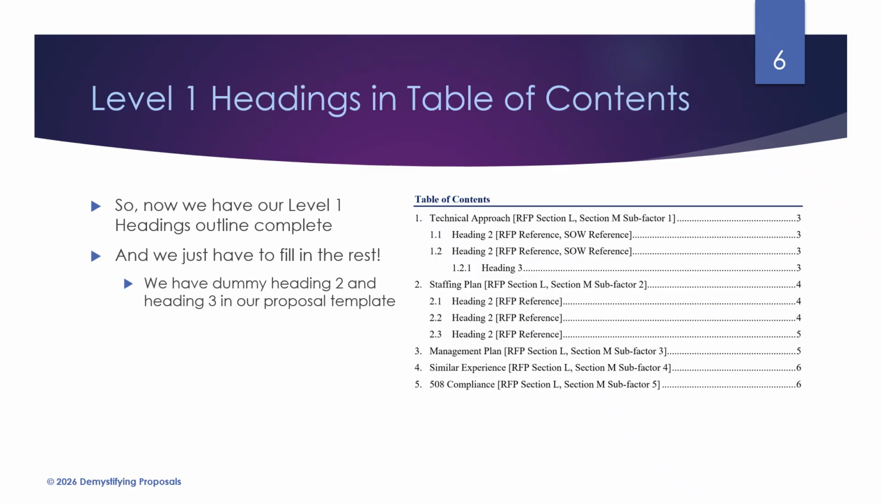So in this screenshot, you can see the 5 level 1 headings: technical approach, staffing plan, management plan, similar experience, 508 compliance. So we have all of our level 1 headings now complete in our outline. And now we just have to fill in the rest. Note that there's a dummy heading 2 and heading 3 in our outline. So that's what's there. We'll fill those in now.